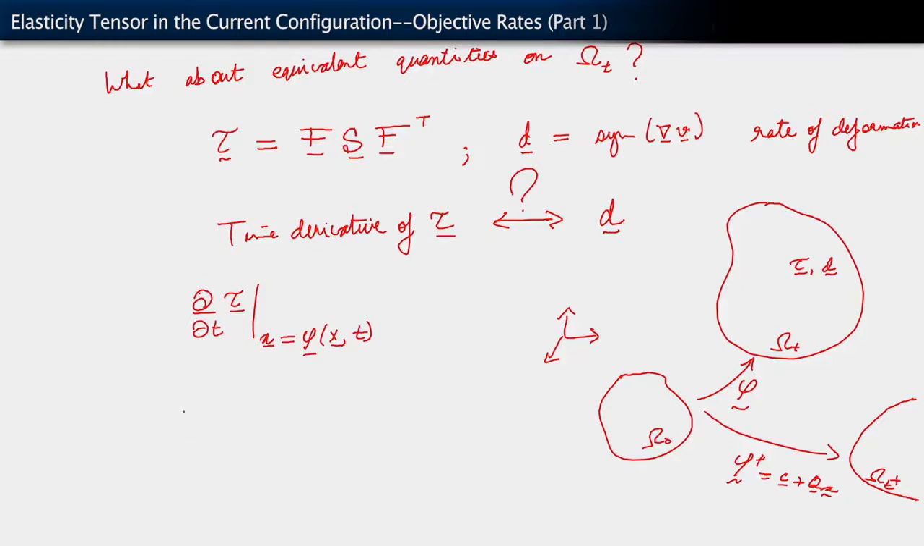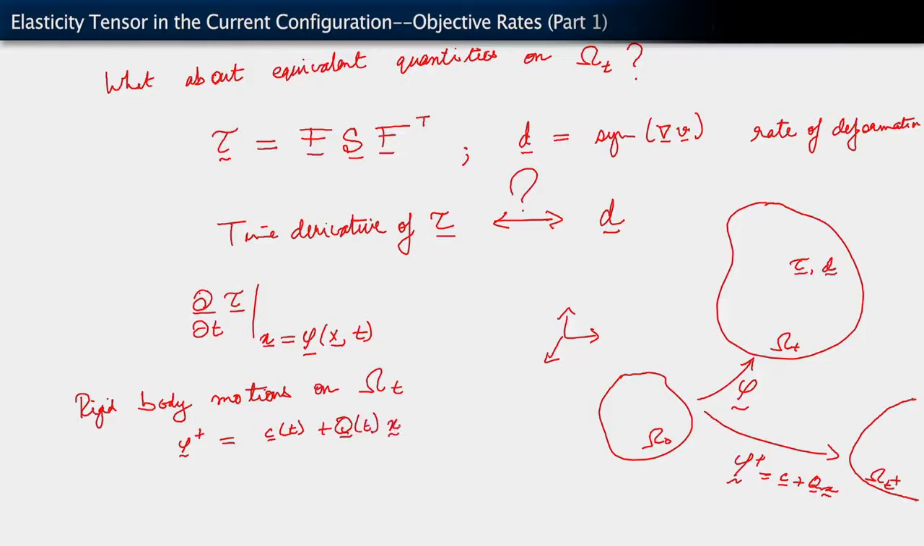So what we've seen is that rigid body motions on omega t are of the form where the final configuration is c(t) plus Q(t) acting on x, right? We have this sort of situation.